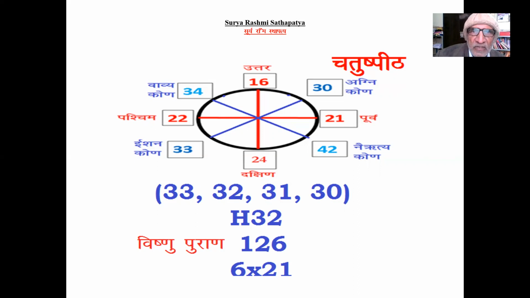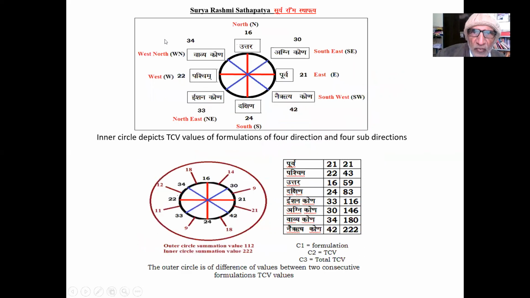of our solar universe. Therefore, today, our focus is going to be how the 8 directional frame manifests along the chatuspeeth format as quadruple directions, east, west, north, south, and quadruple subdirections, northeast, and so on. The 8 directional frame is a set of transcendental code values of 8 formulations for 4 directions and 4 subdirections: Purv, Paschim, Uttar, Dakshin, Ishan Kon, Agni Kon, Vayve Kon, and Nairitya Kon. These 8 formulations are the basic formulations.